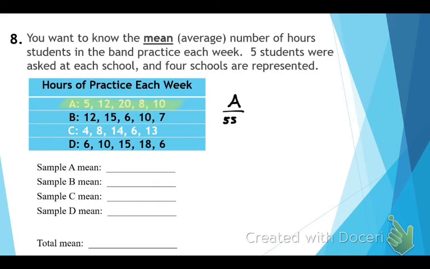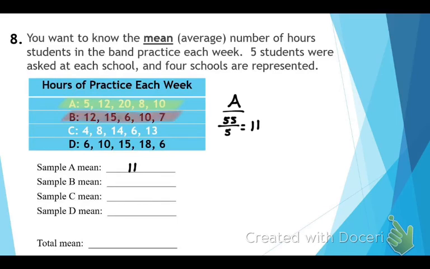When I add those up, Hayden, how many hours total did they practice? 55 is correct. Now we're trying to find the mean, so I'm going to divide that by how many students they asked. Miley, how many students did they ask at school A? 5. They asked 5. Ariana, what is 55 divided by 5? 11 is correct. So now I'm going to put 11 down there where it says sample A mean. Let's go on to problem B.